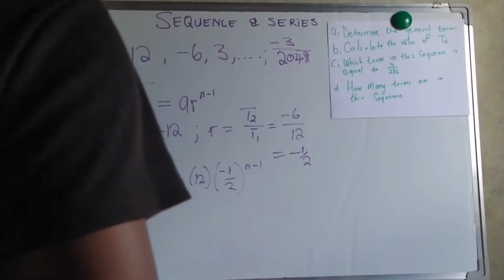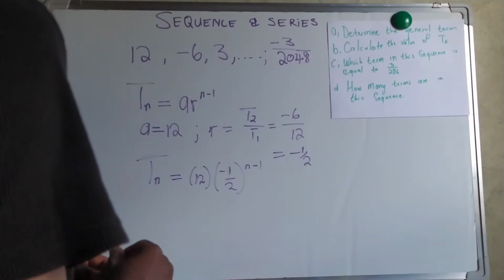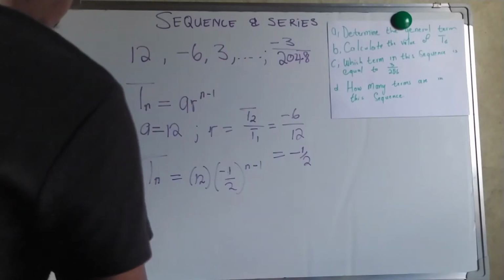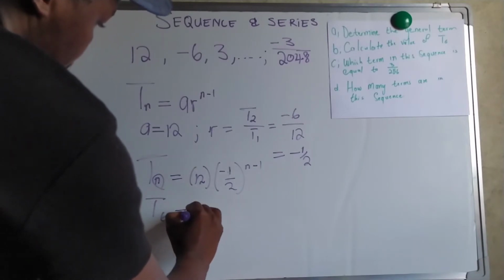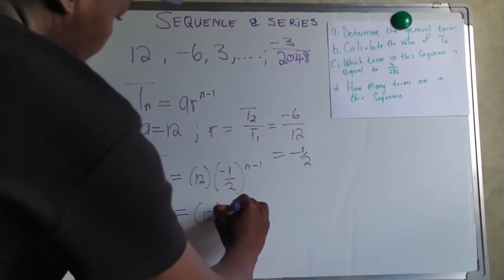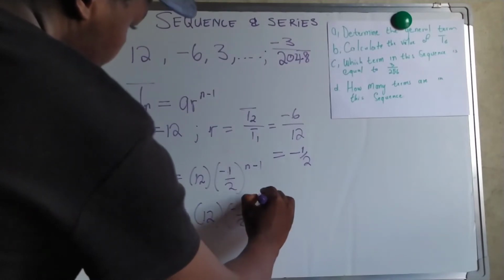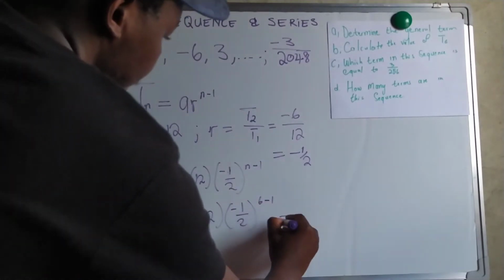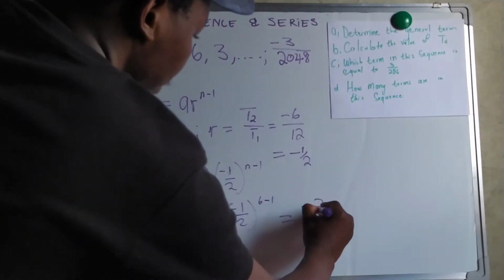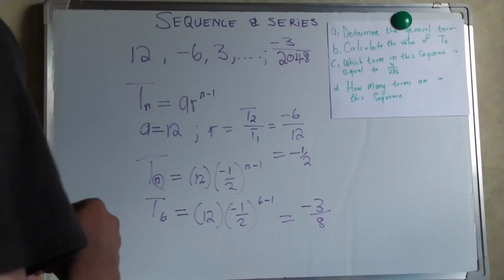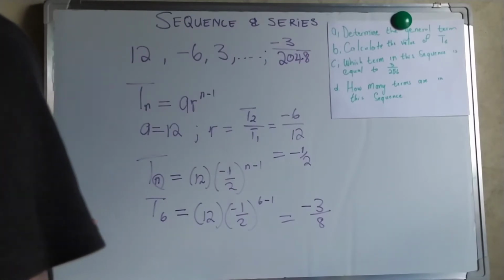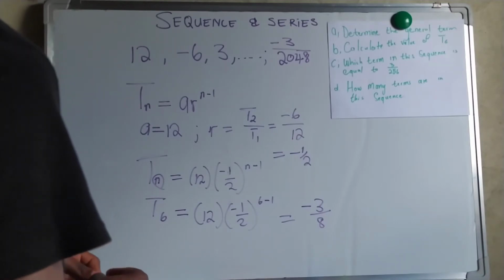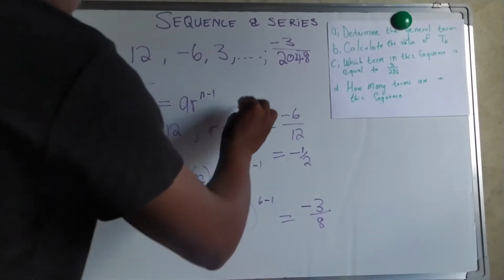Then we proceed to the second one. The second one says calculate the value of T6. We know that if we're looking for T6, where we have n, we'll substitute 6. So we'll have T6 is equal to 12 times negative half to the exponent 6 minus 1. And this we can find as negative 3 over 8 when we just press the calculator. Okay, so first and second question done in just less than 3 minutes. You can now proceed to the third question, which says which term in the sequence is equal to 3 over 256.